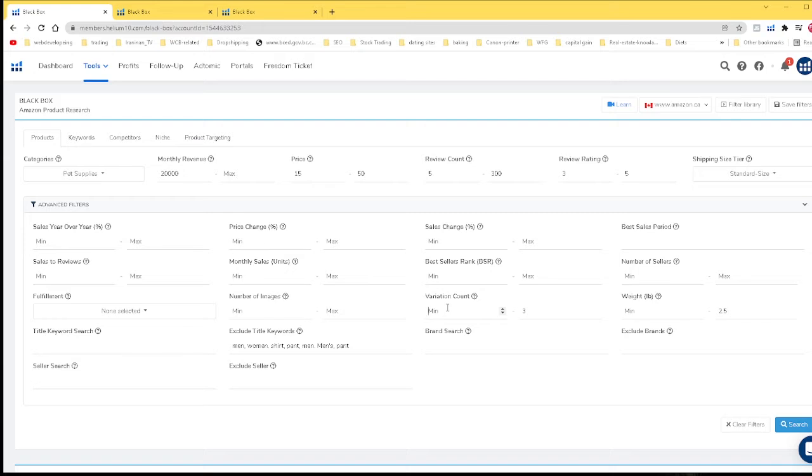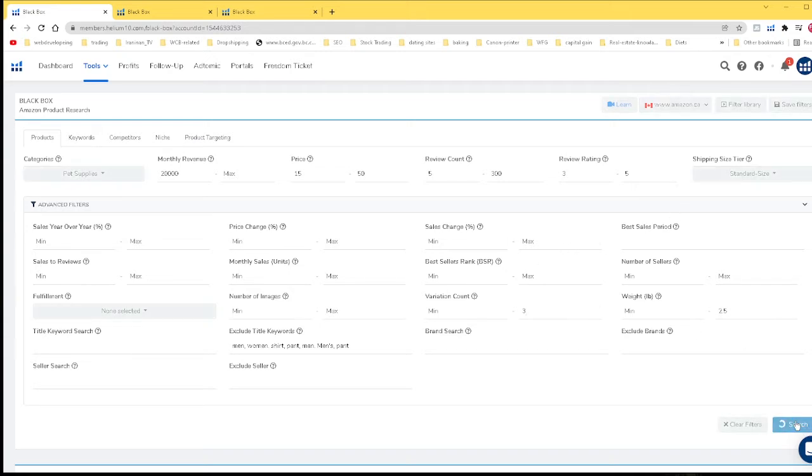So when you're going to order a product that has variation, that's going to eat up your buying power. Basically, you have to spend more money on different variations. So we don't want to do that. So let's put a 2 or 3. Here I already put 2. And so far, I think this is pretty reasonable to look for.